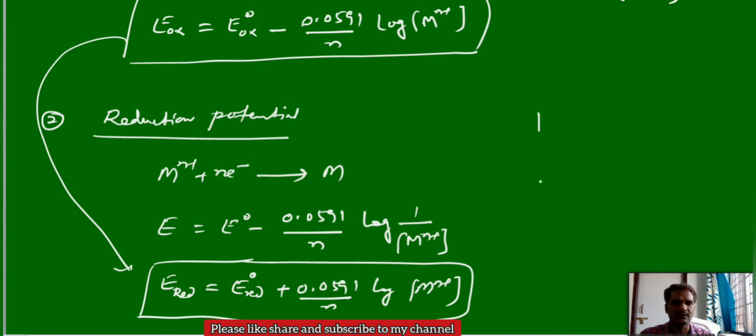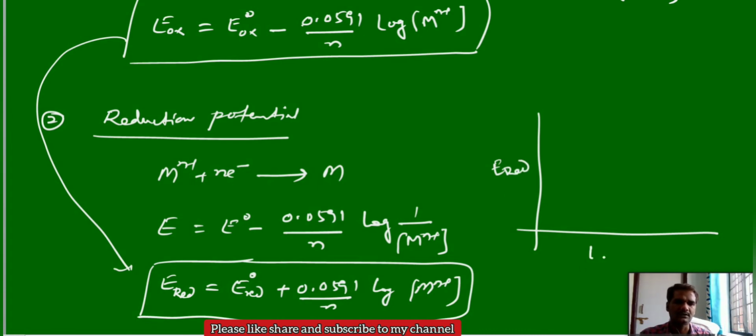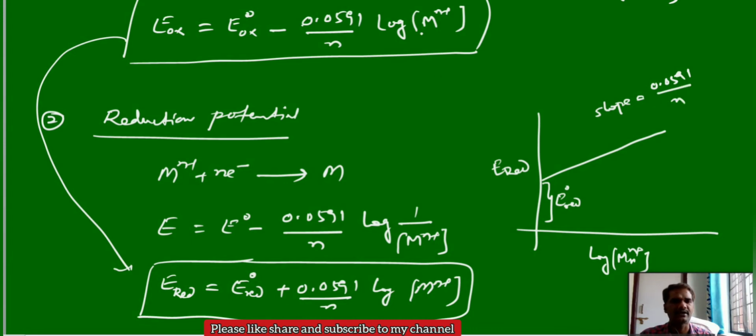And again the graph for this: E reduction versus concentration of metal ions. This is y equal to mx plus c, you will get a positive slope. In the previous case you will get a negative slope, here a positive slope, again the same intercept, but this is E naught of reduction, and the slope is positive 0.0591 by n, just quite opposite to the previous. Anyhow, the magnitude is the same, but the sign is different for oxidation and reduction potential values.